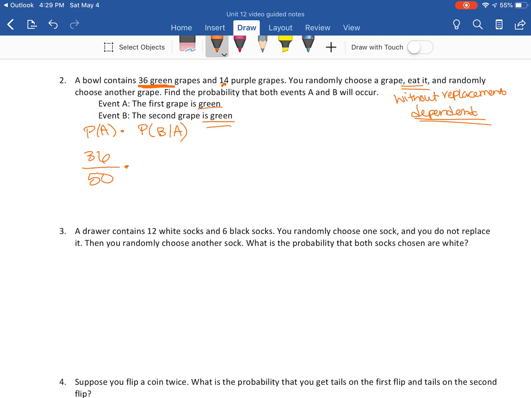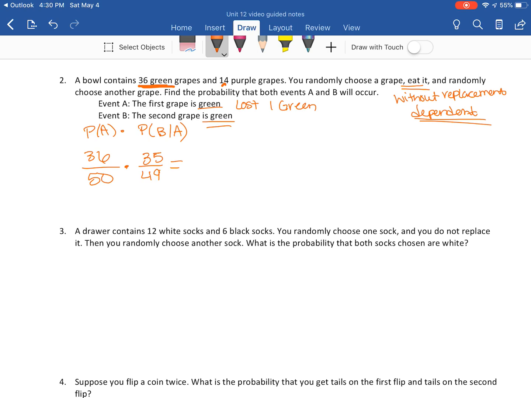But in event A, we ate one green grape, so we lost one of our green grapes. So we only have 35 green grapes out of a total of 49 grapes at this point. Okay, and that's our conditional probability. The condition is that we took out that grape, we adjusted our numbers, we adjusted our probability based on the fact that we ate that first grape.